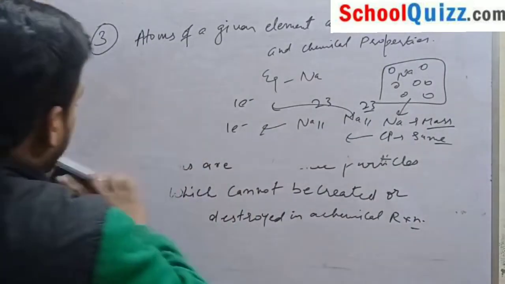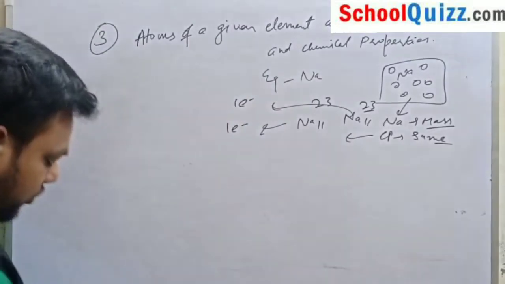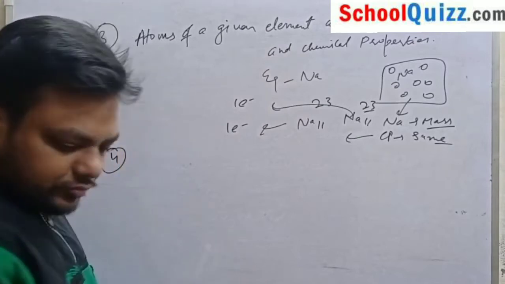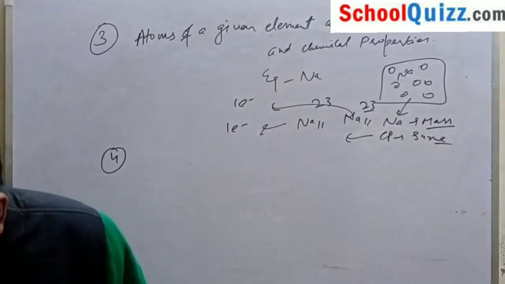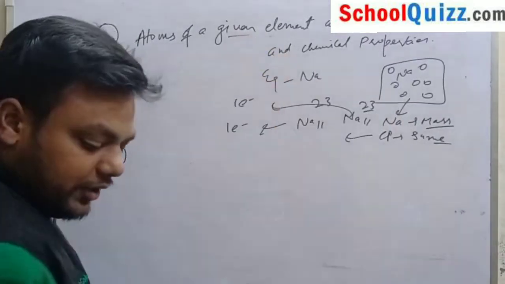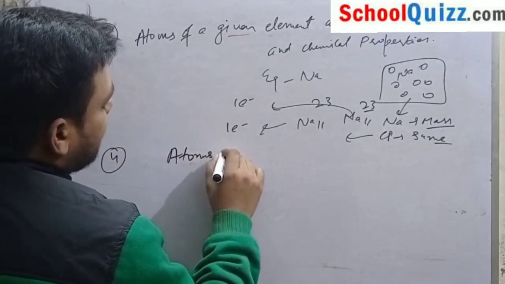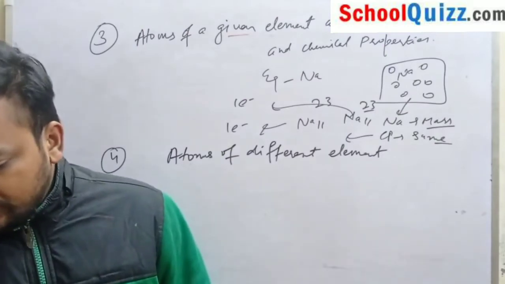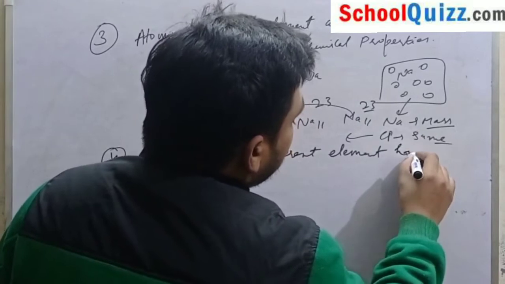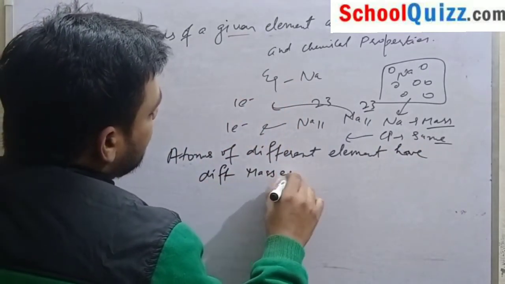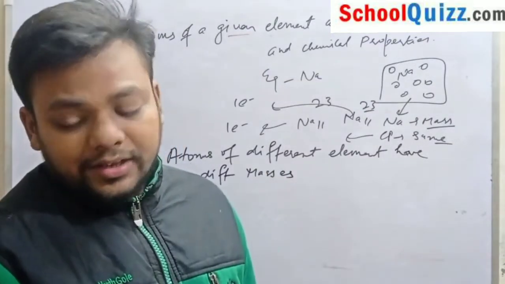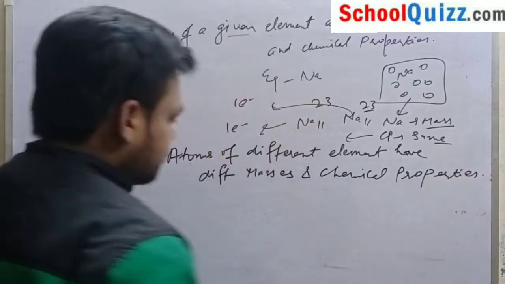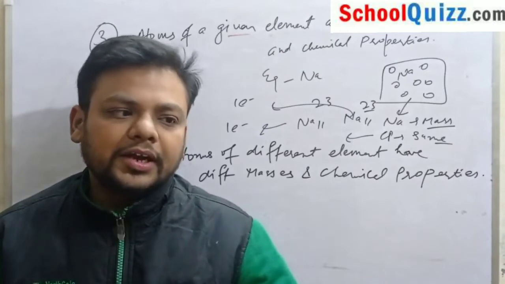Okay, now we will move to our fourth postulate. Here it was the same element, and here we will take atoms of different elements. Atoms of different elements have different masses and chemical properties. Naturally, if the element is different, its atomic mass will be different and its properties will also be different.